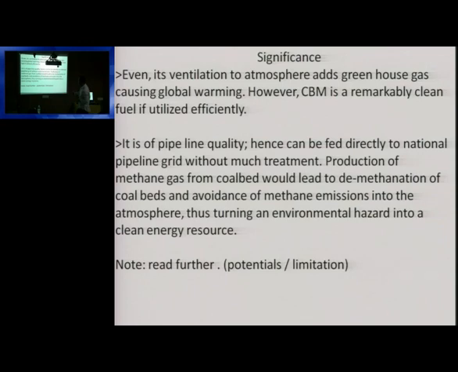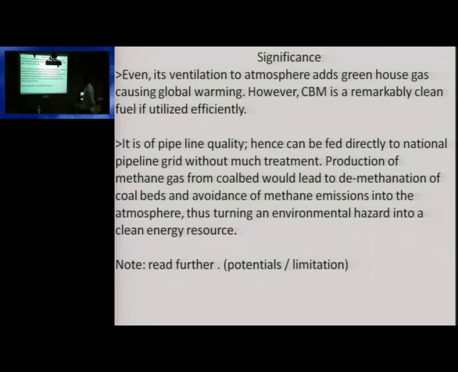And if we can use, suppose for example, methane is a fuel, we know, and if we can use this efficiently, then what will happen? It becomes a very efficient fuel. So by turning it from an environmental hazard into some useful substance, it becomes very important. The exploration of CBM becomes very, very important in energy related concerns, at the same time environmental related issues.